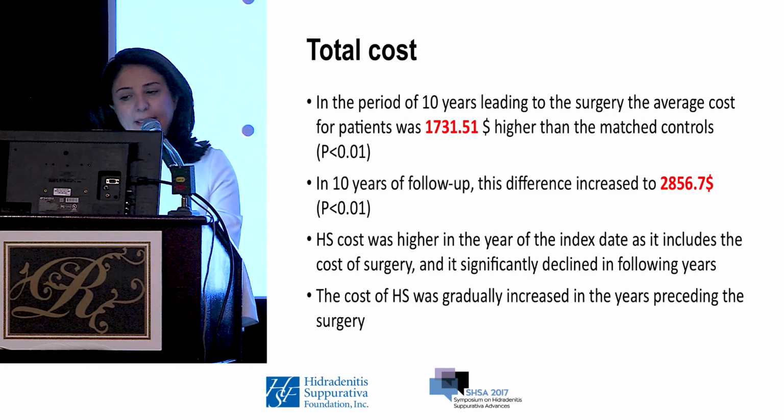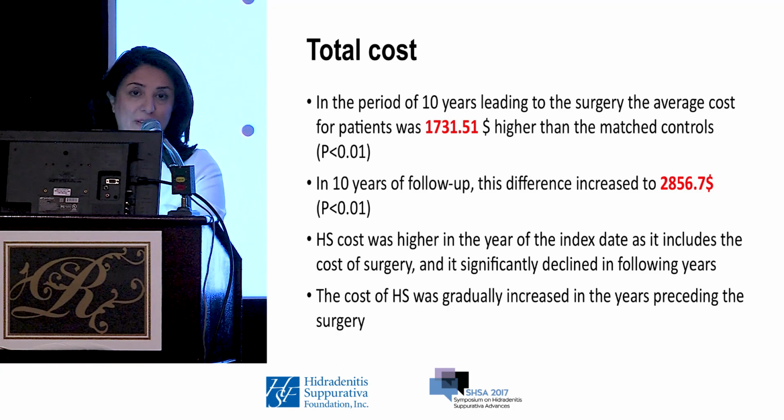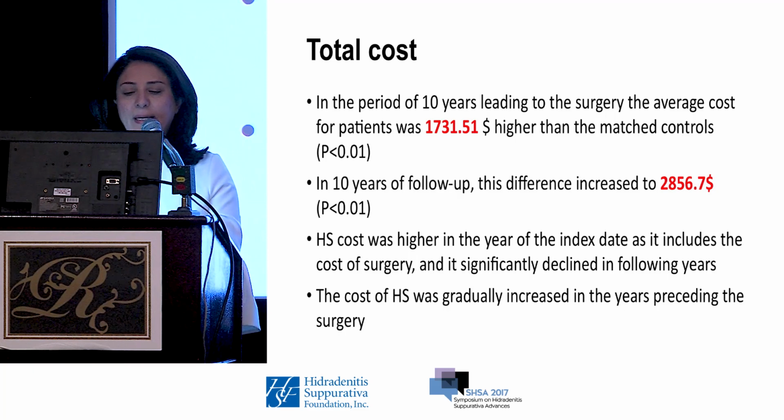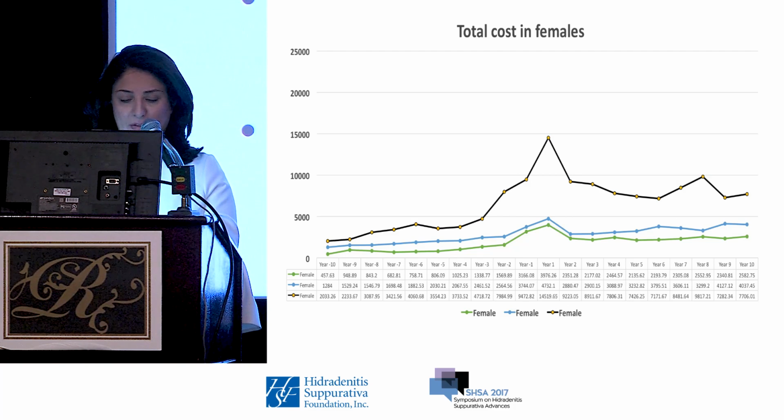In the period of 10 years leading to surgery, the average cost for patients was 1,731 higher than matched control. That was significant. And in the 10 years after surgery, this difference even increased to 2,856. But remember that we have older patients now, and it was again significant compared to matched control. HS cost was higher in the year of index because of the surgery that they had, and the cost of HS gradually increased in the years prior to surgery.